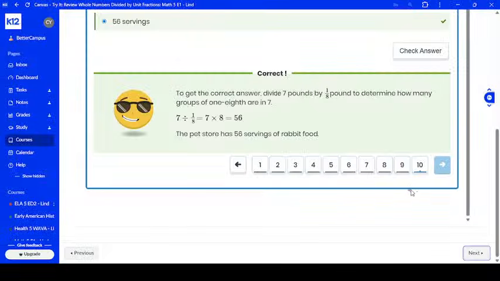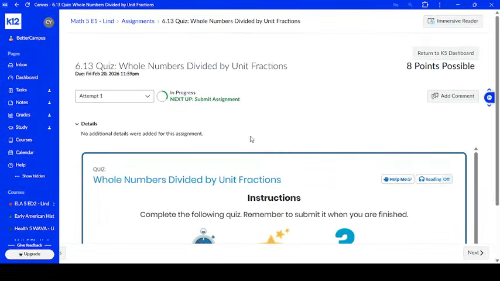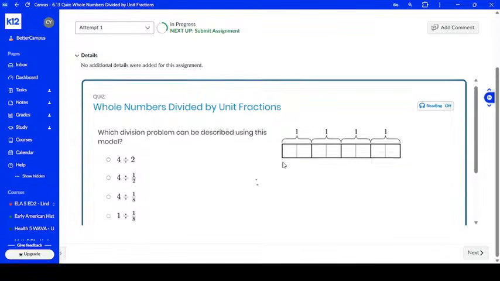We're doing a great job before the quiz. Okay, let's open the quiz. I don't know why it wasn't loading. Okay, let us do the quiz. Let's get every answer right.